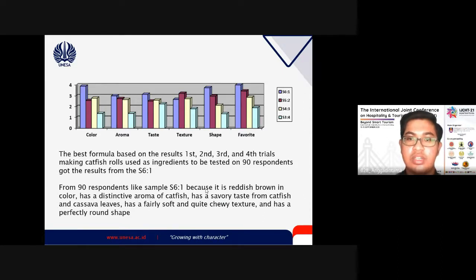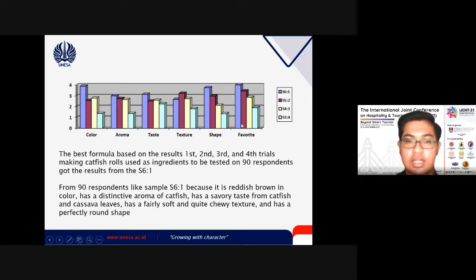Research: first research, second research, third research, and fourth research trial. Make a catfish roll with the ingredients to test on 90 respondents. Got the research result from S61.